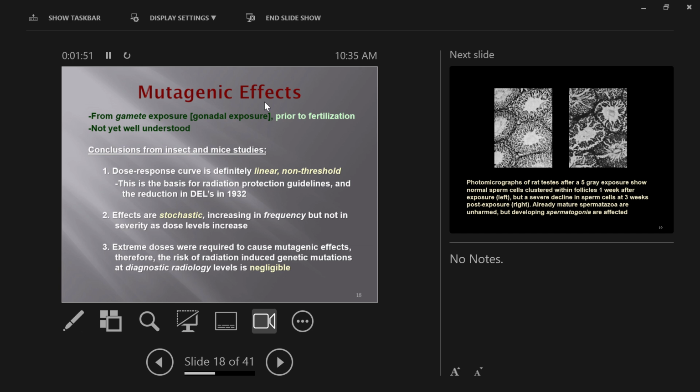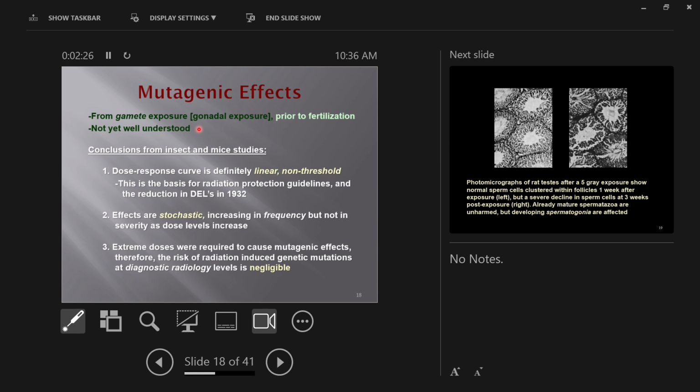Let's move on now to talk about mutagenic effects. These are what we would sometimes call genetic effects. Okay, what I listed up here as when I said somatic or genetic for stochastic effects, we want to talk about these genetic ones. These effects happen from gamete exposure, from gonadal exposure. The reason why we shield the gonads during X-rays. Okay, so prior to fertilization.